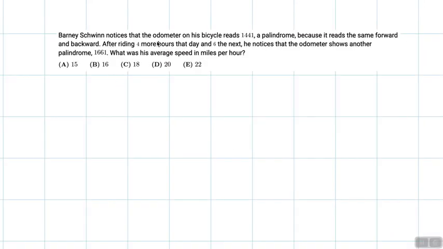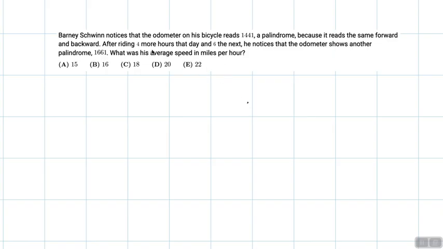Barney Schwinn notices that the odometer on his bicycle reads 1441, palindrome, because it reads the same forward and backward. After riding 4 more hours that day and 6 the next, he notices that the odometer shows another palindrome, 1661. What was his average speed in miles per hour?